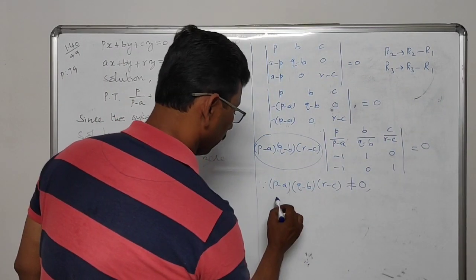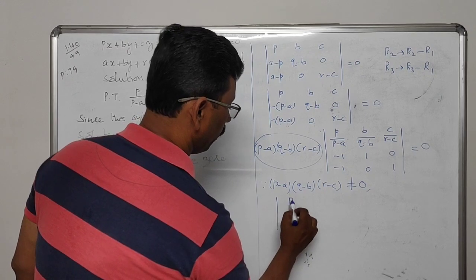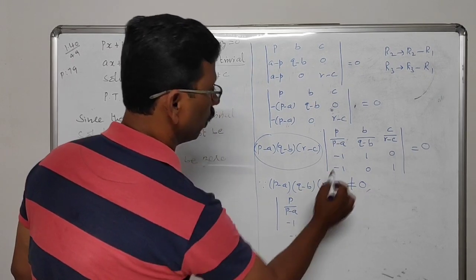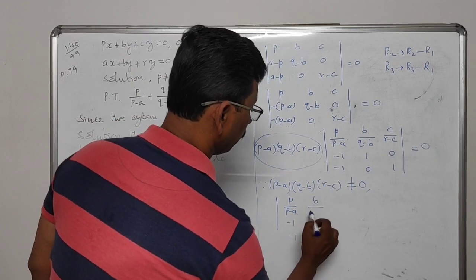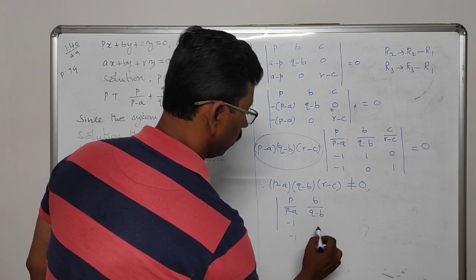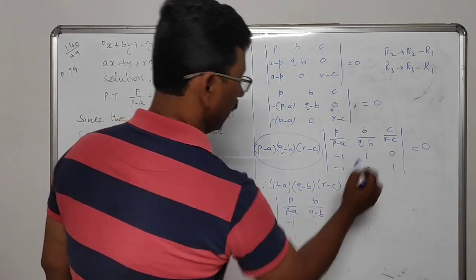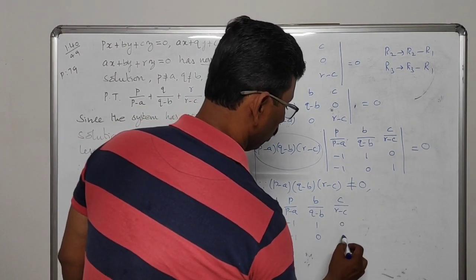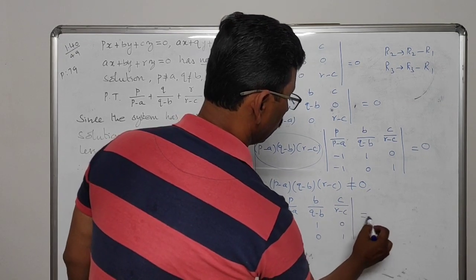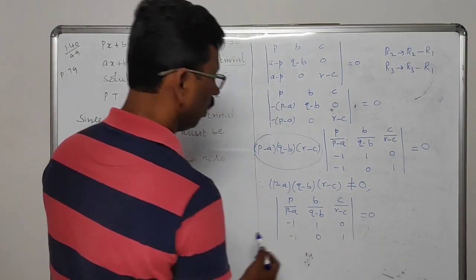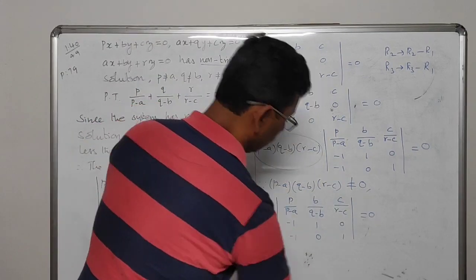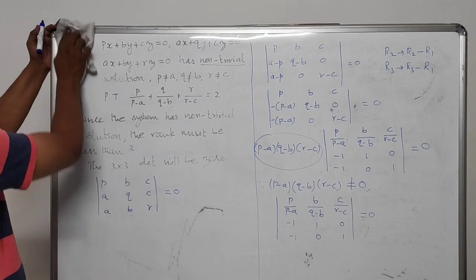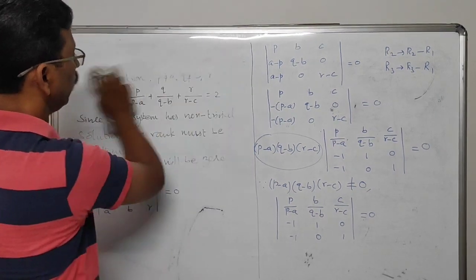Therefore, we can say the determinant of p by p minus a, minus 1, minus 1, then b by q minus b, 1, 0, next c by r minus c, 0, 1, will be equal to 0. Now this can be simplified hereafter. This can be expanded directly through the first row. It is very easy to expand.